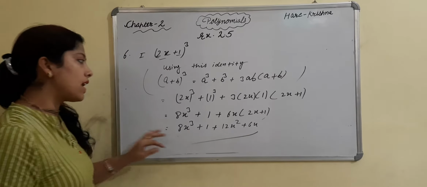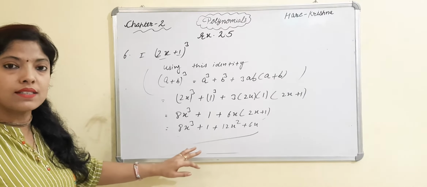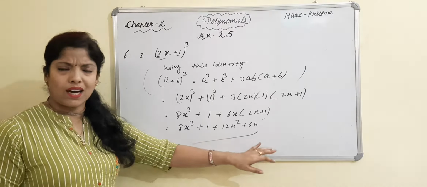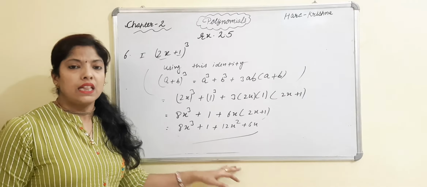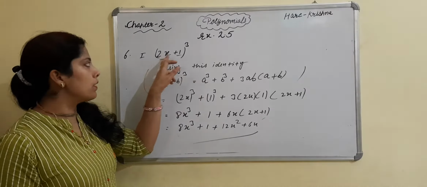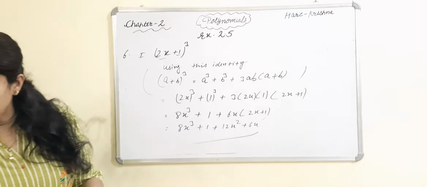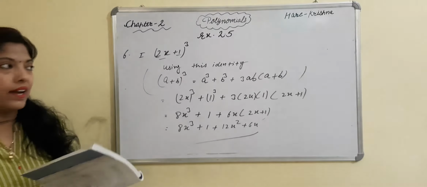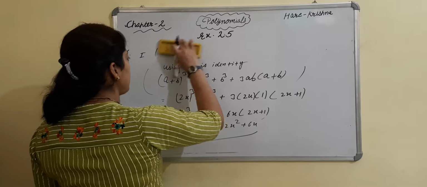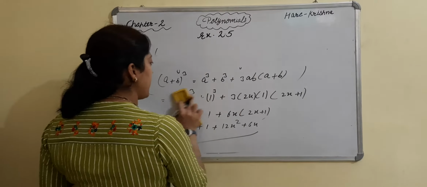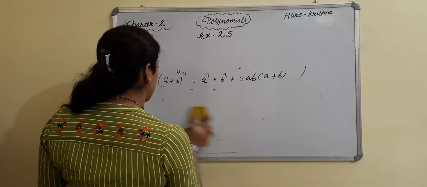And all terms are of different form now. Nobody is like term, all are unlike terms. So we can't solve this. This is our answer. This is the expand form of (2x + 1) cube. In the same way, we have to expand our next part. In the same way, we have to expand this part.